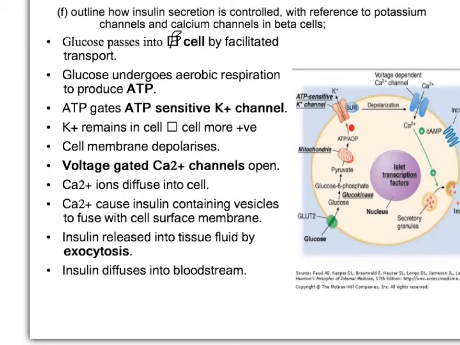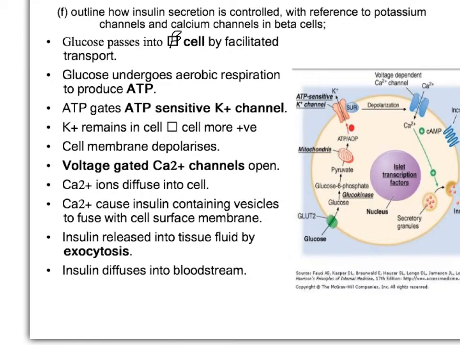So the glucose passes into the cell by facilitated transport. It passes into the beta cell by facilitated transport. Okay, so that's shown here. The glucose then undergoes respiration, glycolysis, Krebs cycle, etc., and ultimately produces ATP, so it increases the ATP concentration in the cell.